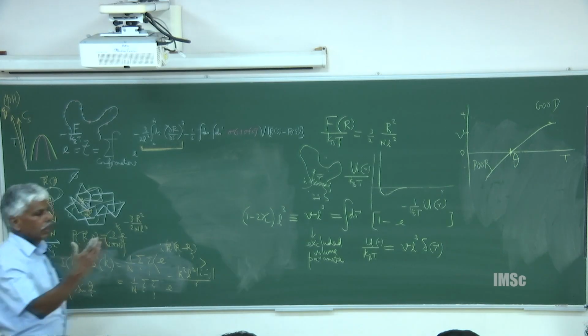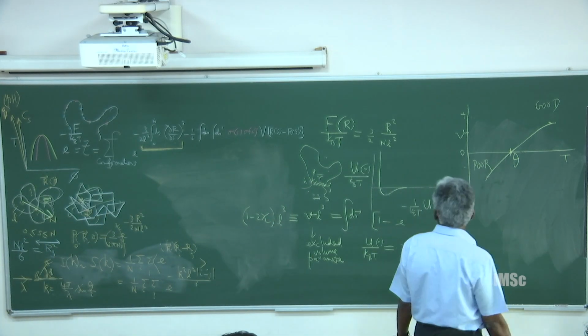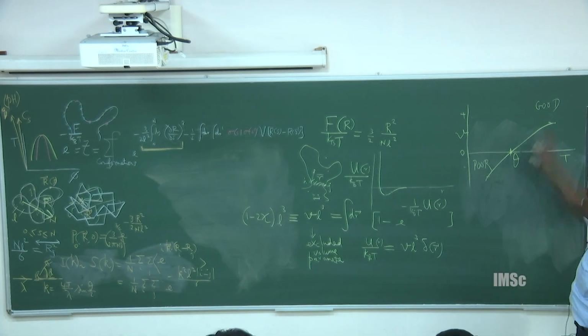Writing only the repulsive part of the potential. At this moment, I am looking at high temperature.